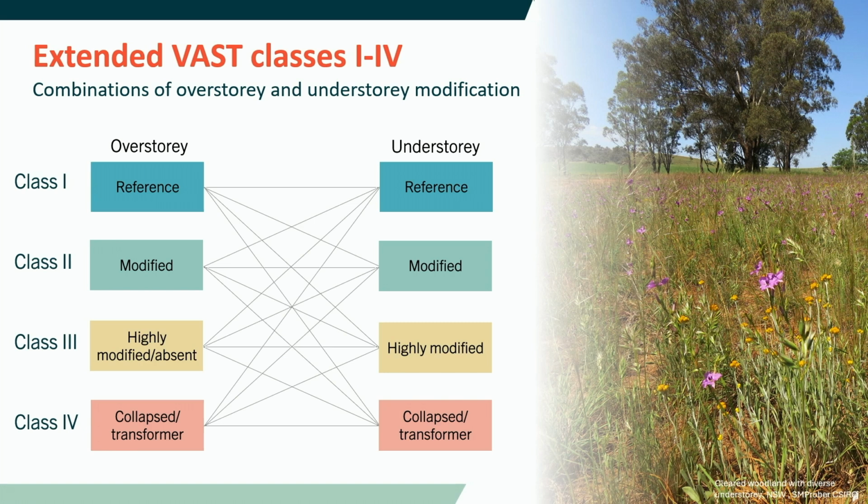And we're in the process of defining these categories from reference or close to reference through modified and highly modified or absent to what we're calling collapsed, which is a particularly extreme form of degradation whereby ecosystem processes supporting an ecosystem stratum have failed or transformed to such an extent that the stratum could no longer persist, even if you replanted it.